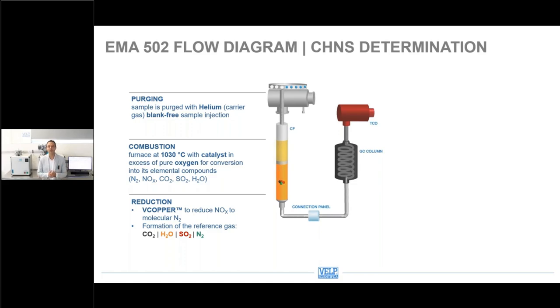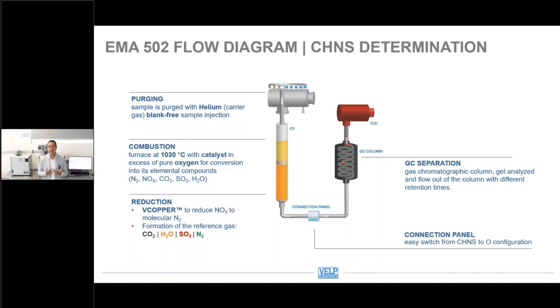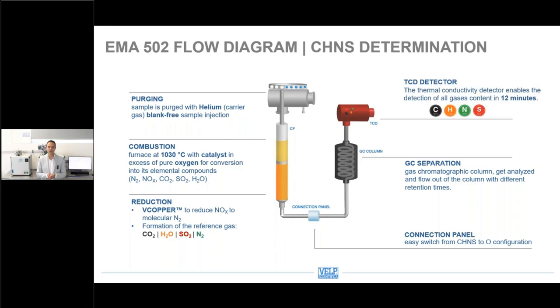So here we have the formation of the reference gases we want to measure, that are CO2 for carbon, water for hydrogen, SO2 for sulfur, and molecular nitrogen for nitrogen. And then the gas stream reaches the gas chromatographic column, which ensures homogeneous and complete separation of the elements prior to the final detection by the thermoconductivity detector. So the whole process takes about 12 minutes.